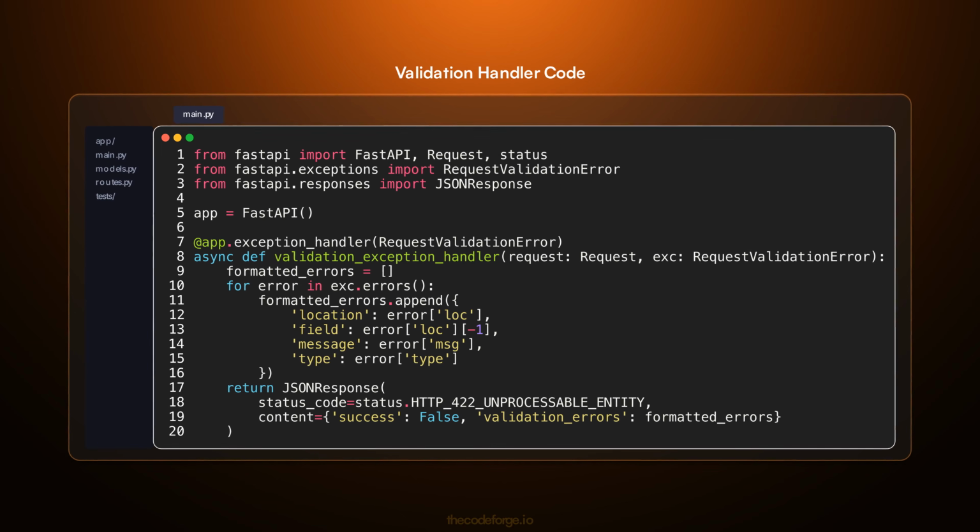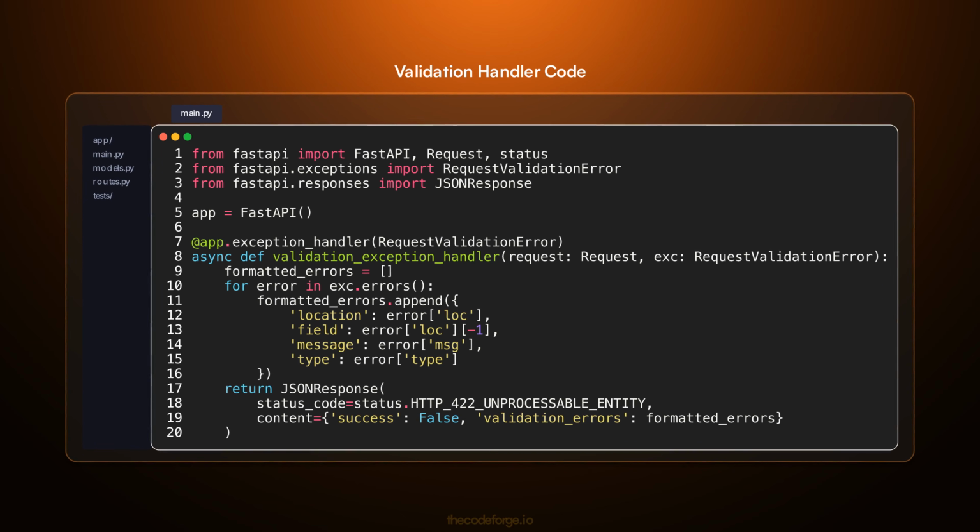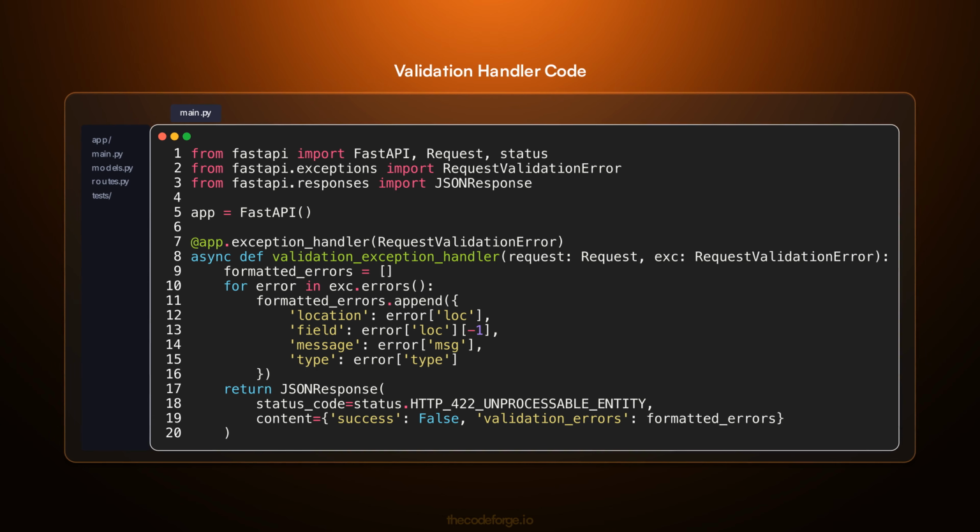This handler overrides the default 422 response. It iterates over the validation errors and builds a clean list with field name and message, making it easy for front-end forms to display errors.